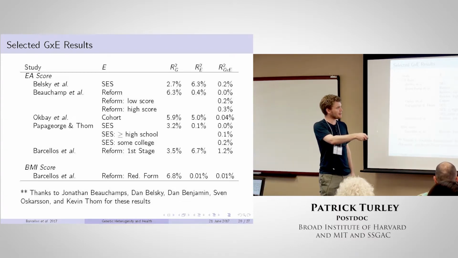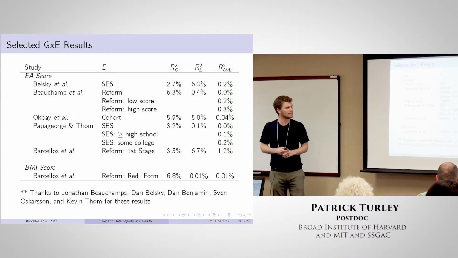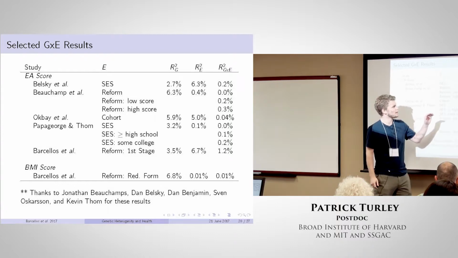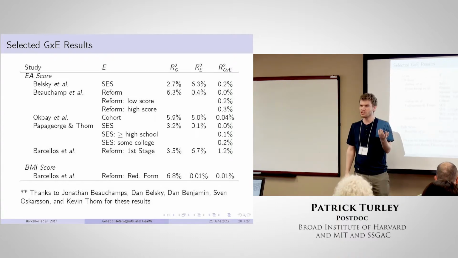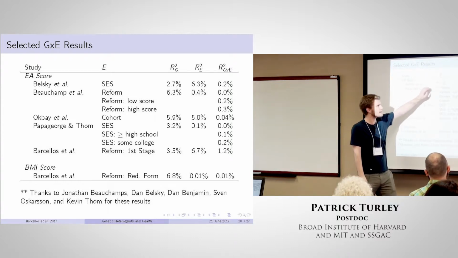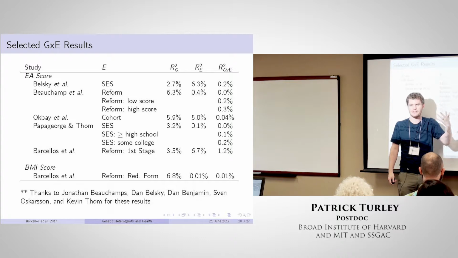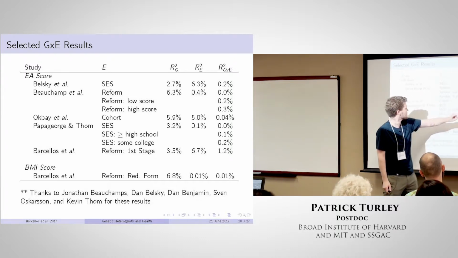The environmental effect very much varies, and it depends on what kind of environmental variable you're using. In general, you can see that when the environmental variable is observational, this tends to be larger. This is the Belsky paper that you read, and all of his environmental variables were things like SES and observational kinds of things.